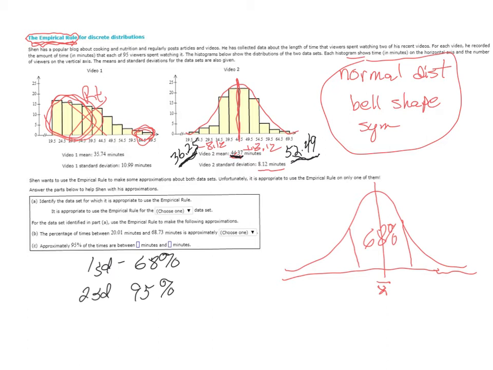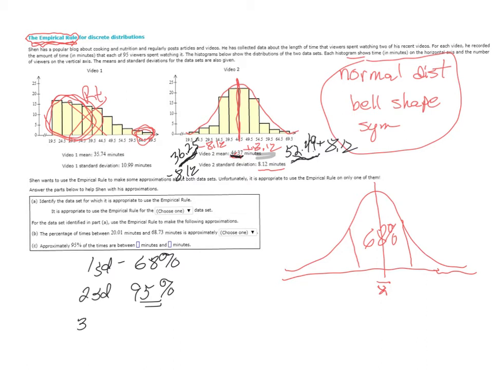So if I wanted to find those numbers, I could just add another standard deviation to it, or double this number here. I would just add another 8.12 to that, or subtract another 8.12 from that, and whatever those two numbers are, 95% of the data is going to fall between those two numbers.